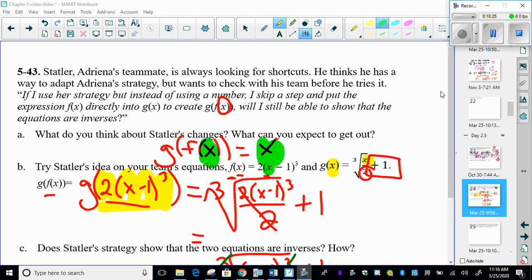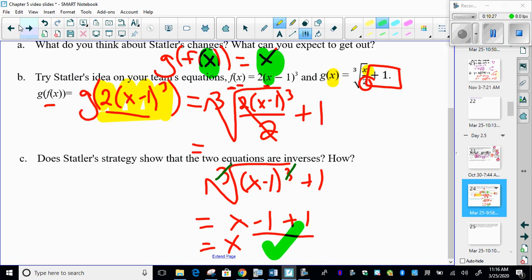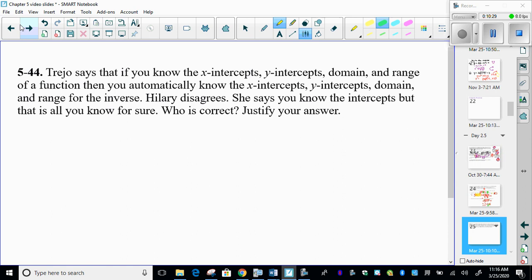I'm going to have you practice doing this as well on your own, but before that, I just want to talk quickly about the following. So Trejo says that if you know the x-intercepts, y-intercepts, domain, and range of a function, that you automatically know the x-intercepts, y-intercepts, domain, and range for the inverse. Hillary disagrees. She says you know the intercepts, but that's all you know for sure.